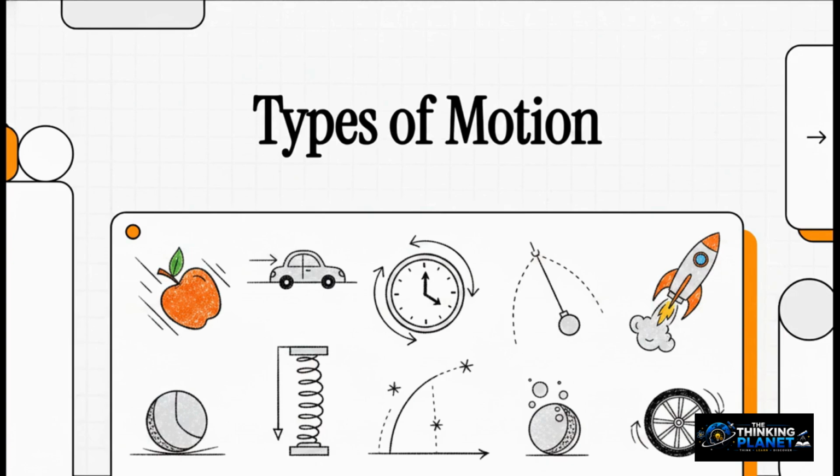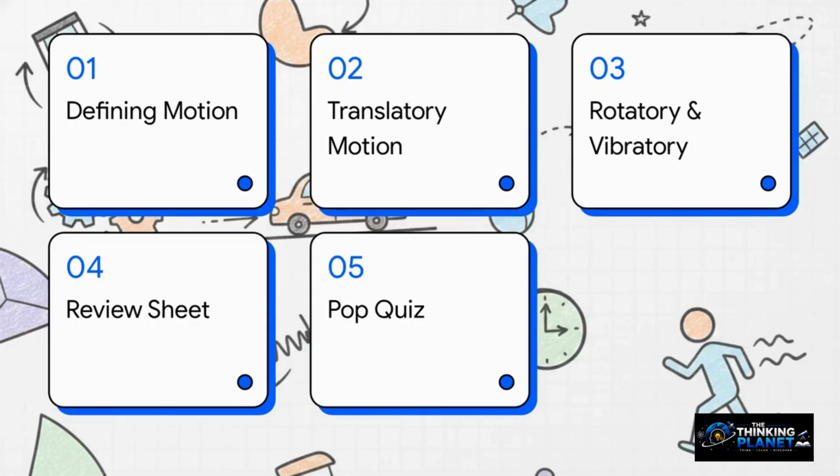Let's get into it. Here's a quick look at our syllabus for today's explainer. We'll kick things off with defining motion and our key steps. Then we'll meet the translatory family. After that, we'll dive into rotatory and vibratory motions, followed by a review sheet to catch any common traps, and finally, we'll wrap up with a home lab and a little pop quiz.